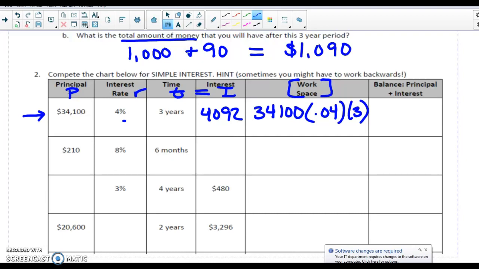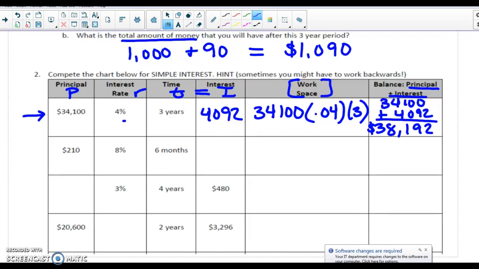So in this column over here, I want the principal plus the interest. So you need to add 34,100 plus 4,092 to get a total. Your account is $38,192, and make sure you add the dollar symbol.